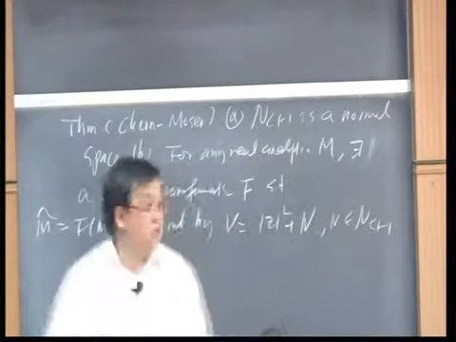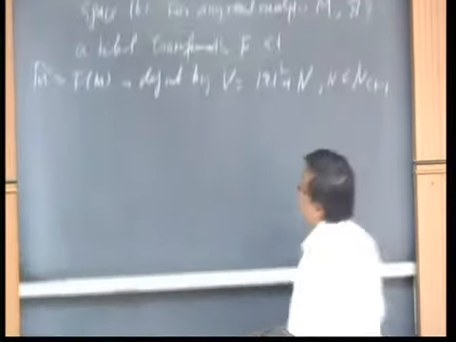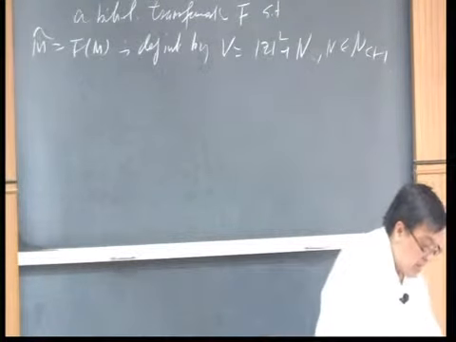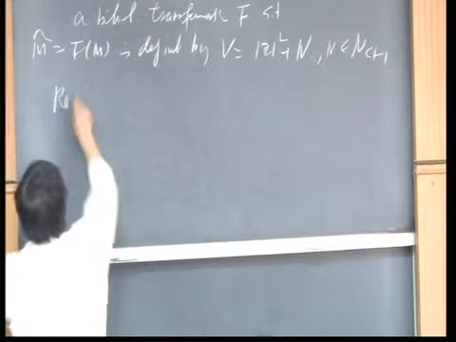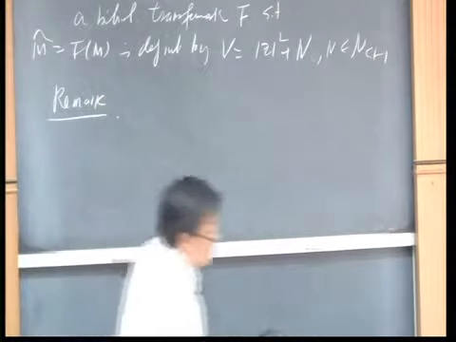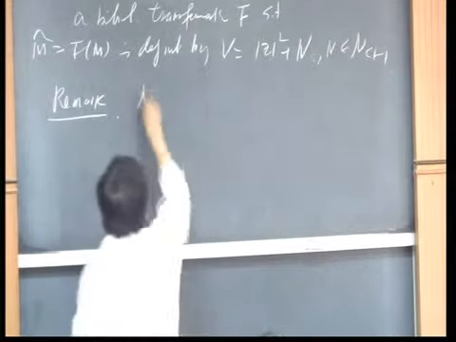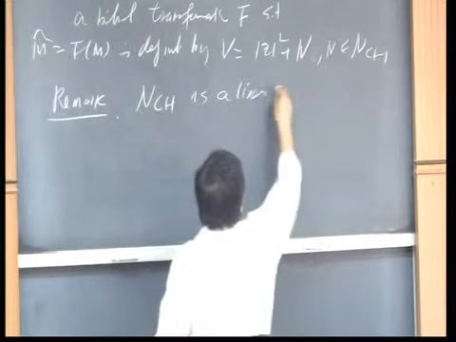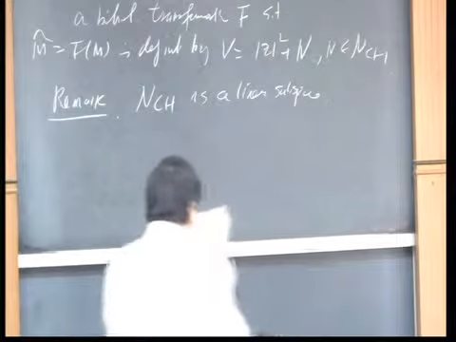So this is the Chern-Moser theory. Now let's give some remarks. What does this mean, and how is it related to the equivalence problem? The first part says it's very convenient here, because this is a linear subspace. This makes it very convenient to apply.